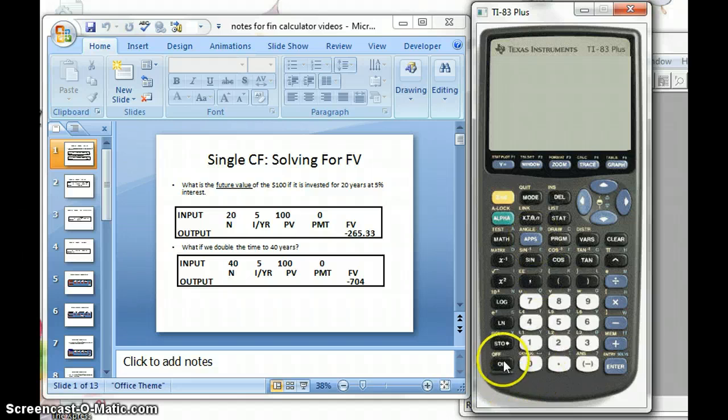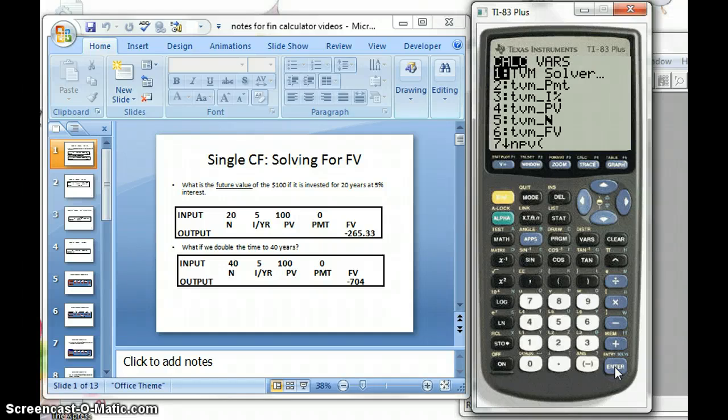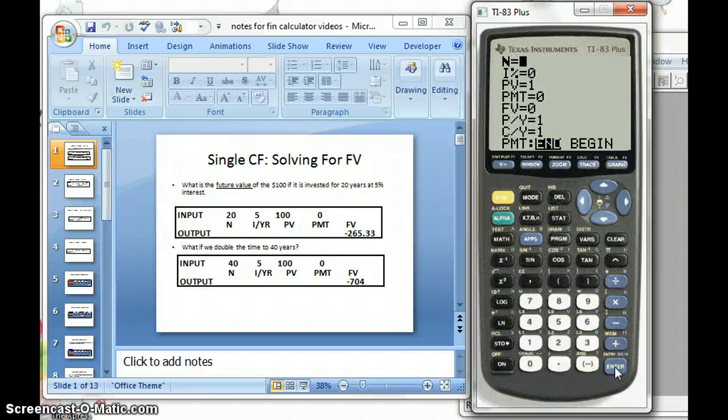So let's get started. First, turn it on, and you want to press the apps button and find the finance app. If your calculator has this finance app, that would work. So the first function is called the TVM, time value of money solver. Let's try that one. We can use this solver to find values of future value or present value or interest or number of years.